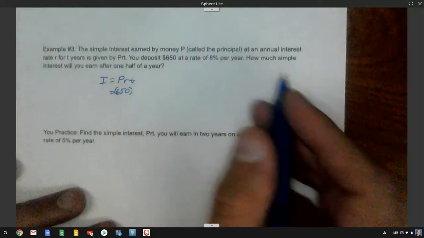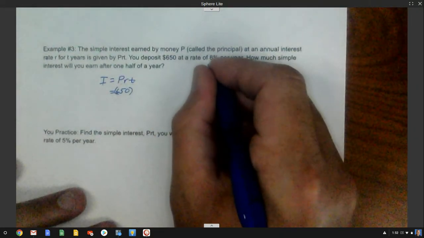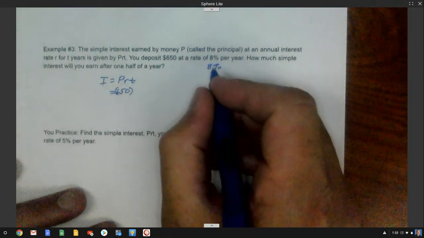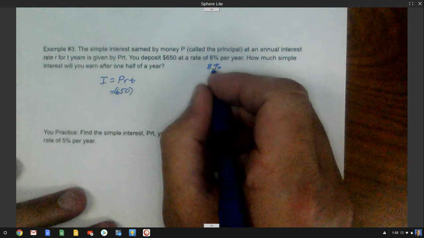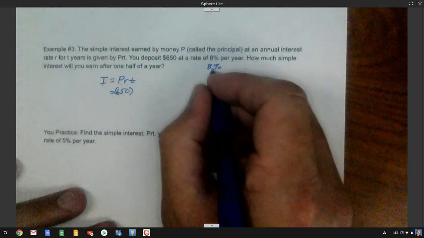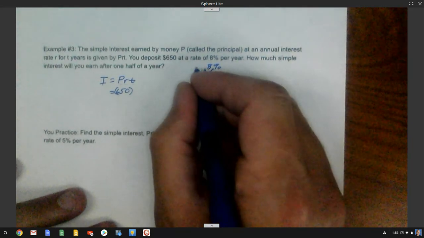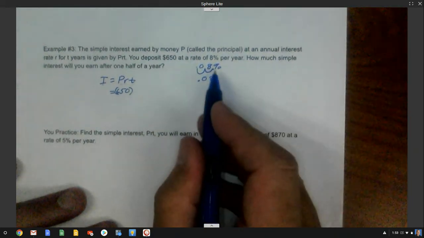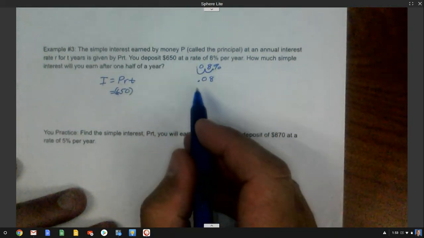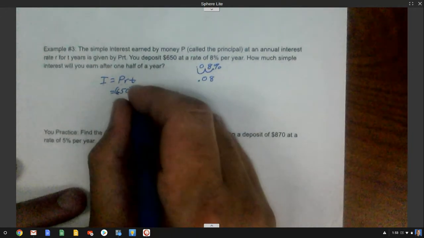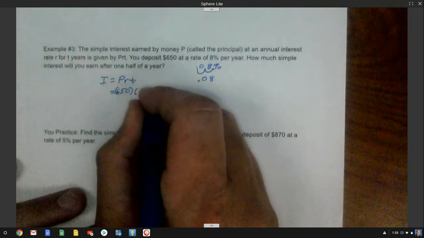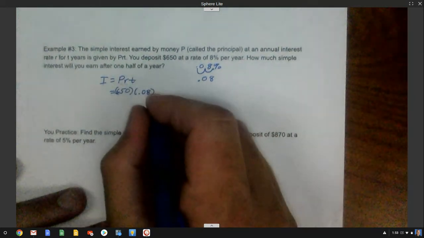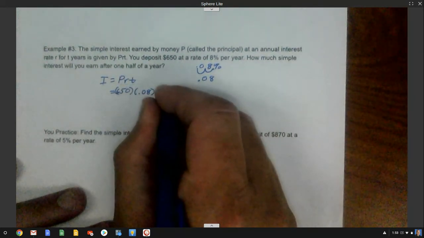The annual rate of 8%, whenever we work with a percent in math class, we don't want to plug in 8%. We have to do something special to it. We're going to assume that the decimal is right here, and what we have to do is move that decimal over 2 places to the left. So 8% by moving the decimal over 2 places is now 0.08. That's my rate. My time is in terms of years. So in this case, if it's half a year, I know I'm going to plug in 0.5.